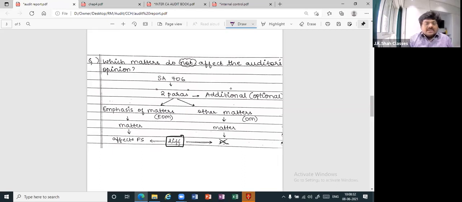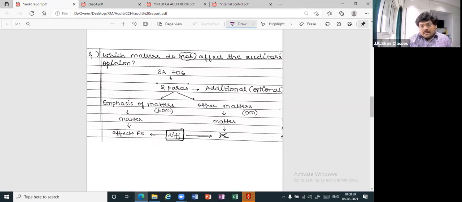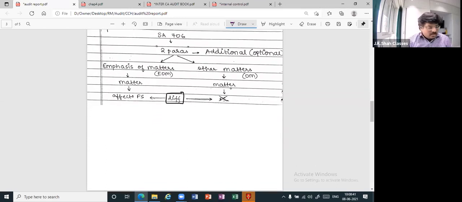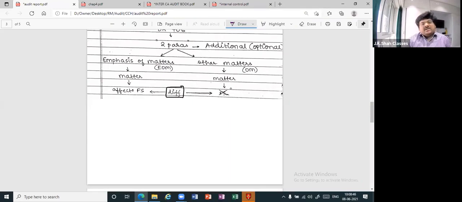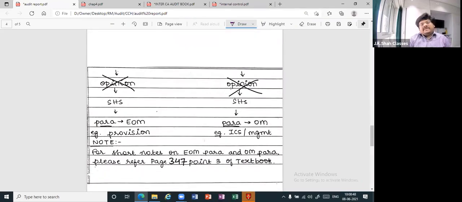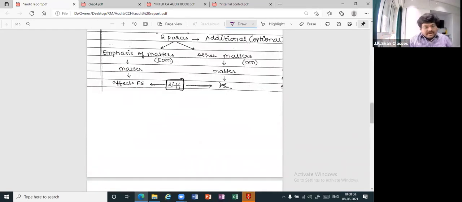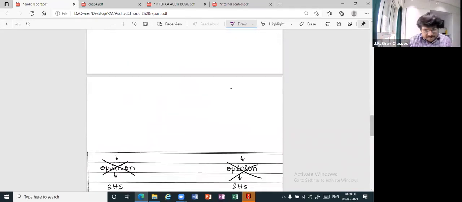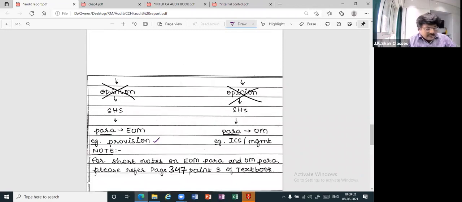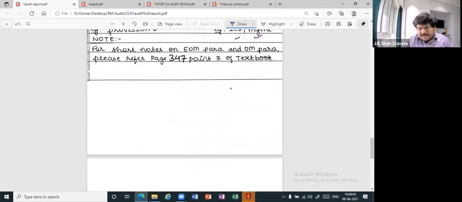Now, two paras are, one is Emphasis of Matter para, another is Other Matter para. If there is any matter which is correctly presented and affecting the financial statements, but it does not have an impact on the opinion, still you want to tell it to the shareholders, then you include a para, which is known as Emphasis of Matter para. Then what is the only difference in Other Matter? Correct. It is not related to the financial statements. Simple examples I gave you: provision here, ICS, and delay by management or attitude of the management.